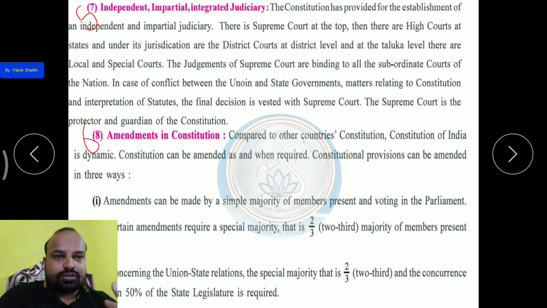Neither on the executive body nor on the legislature. Okay, there are three main organs of our government: the legislature, the executive body, and the judiciary. And the judiciary is completely independent from the executive bodies, administrators, and the legislature.